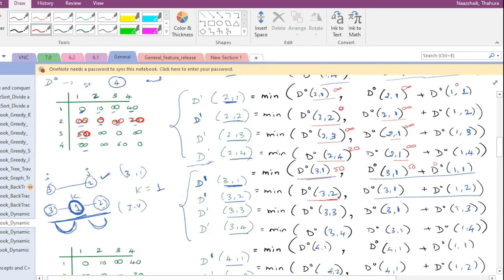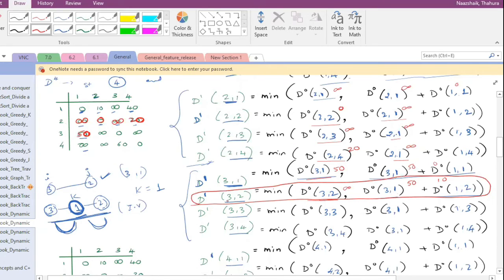3 to 2 is infinity. Or can I go from 3 to 1, which is 50, and then from 1 to 2, which is 10. So look at this one. This is interesting. This combination is actually giving you some changed value.